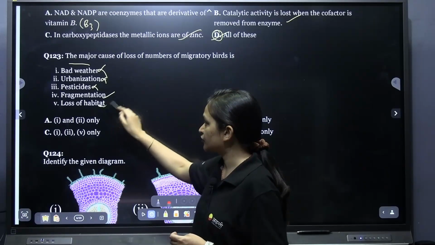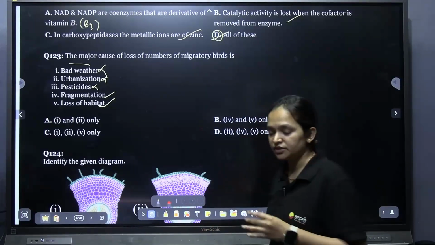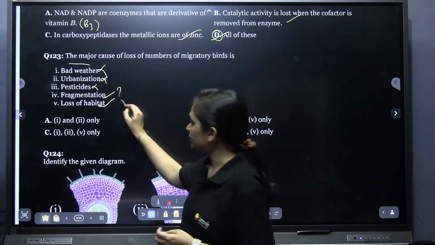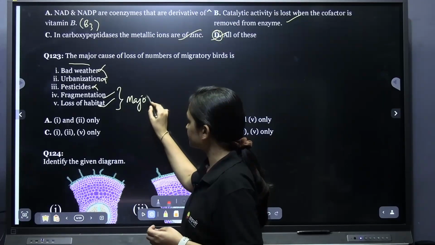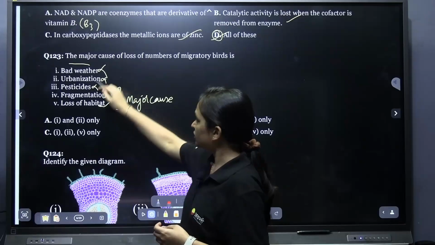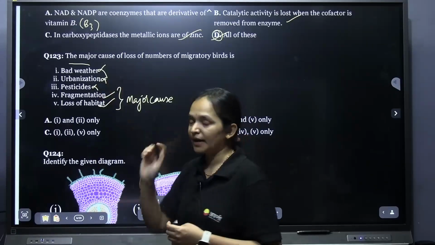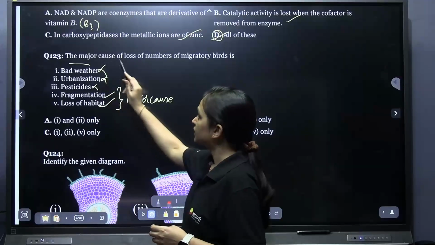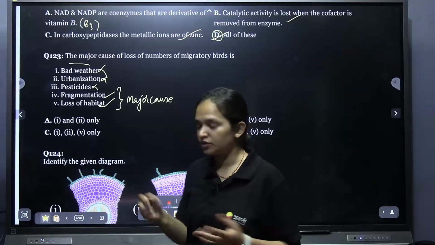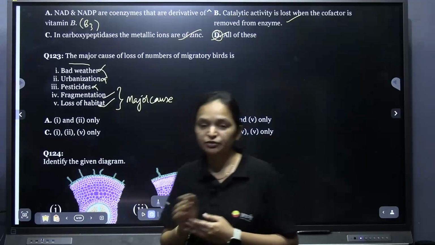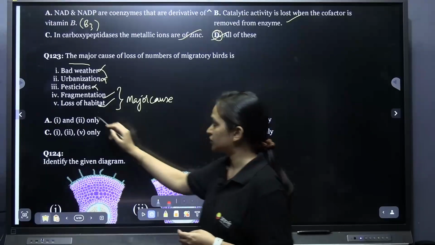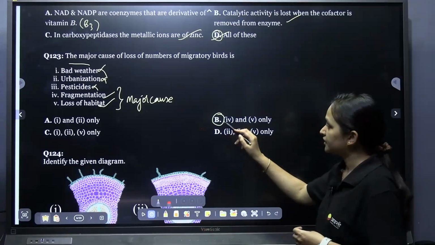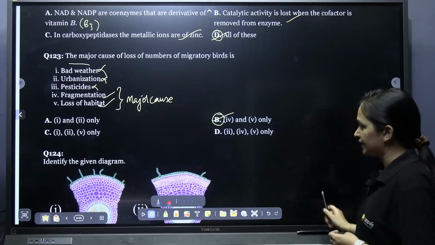Fragmentation, it is given. Loss of habitat, it is given. As part of the four evils of loss of biodiversity, in the NCERT textbook they have given these two as a major cause. And all these can also be causes. Bad weather is very temporary, isn't it? Urbanization is a cause for loss of habitat, yes. Pesticides also disrupt the food chain, but these two are the major cause, which means 4 and 5 only. We need to find the major cause, yes. That is B for Bombay is the correct answer.